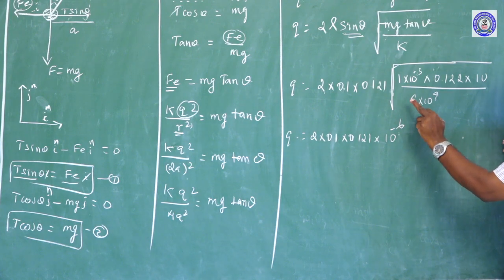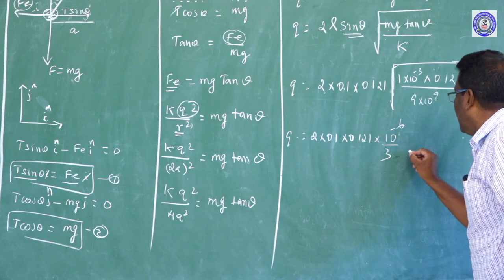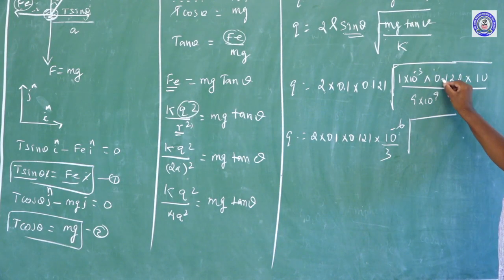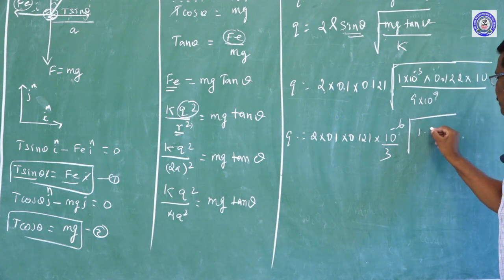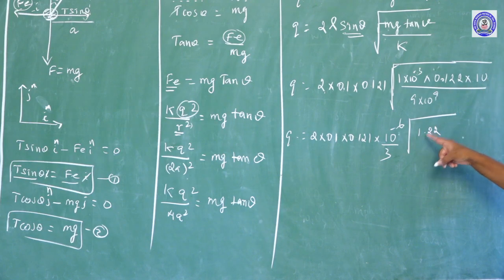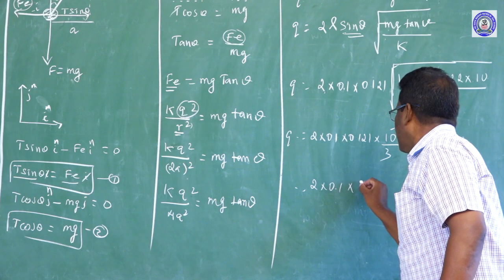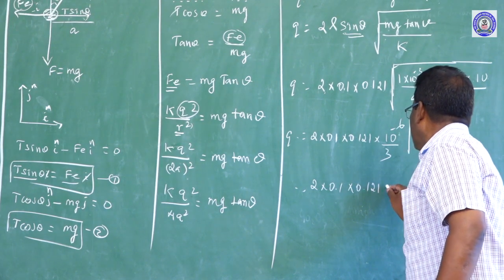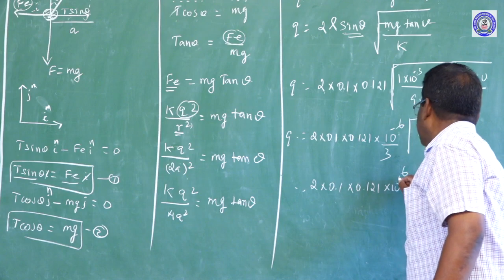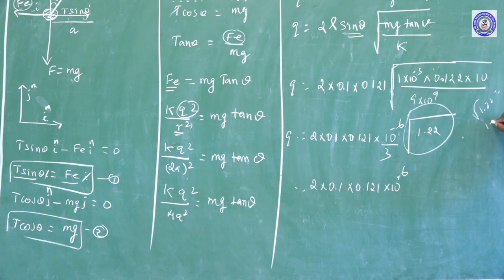The 9 inside the root, taking outside, becomes 3. Root of 0.122 into 10, so 1.22. So Q is equal to 2 into 0.1 into 0.121 into 10 power minus 6 into root of 1.22. If we simplify by using the logarithm book, root 1.22 is equal to 1.10. The value is 1.10.